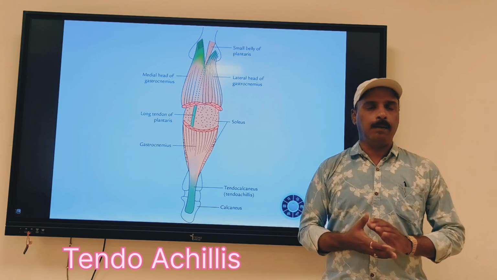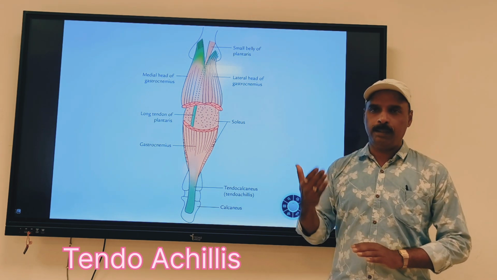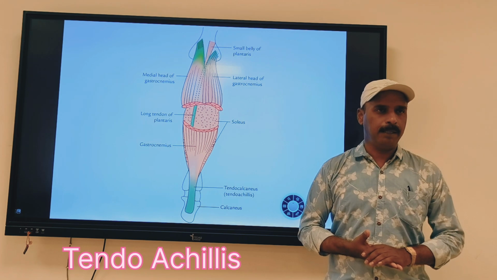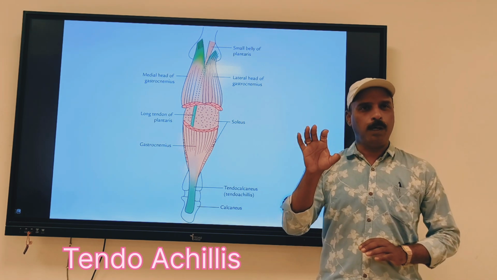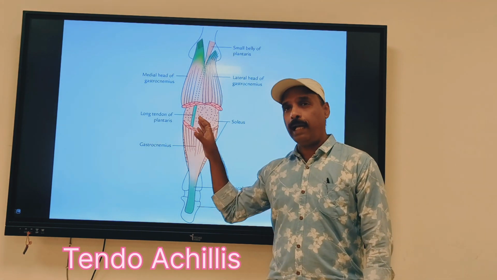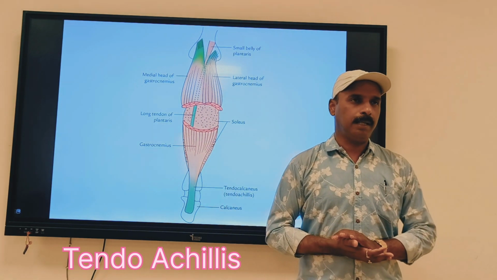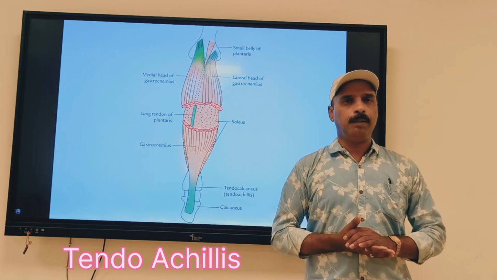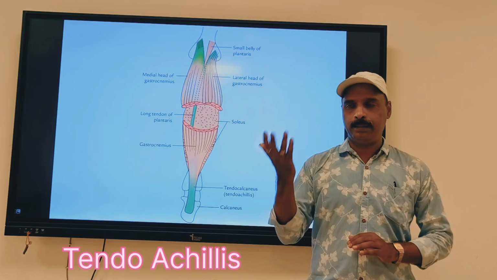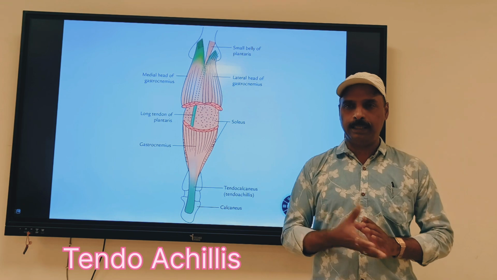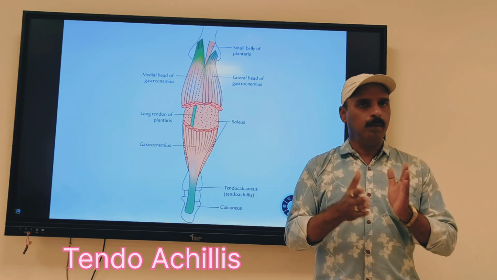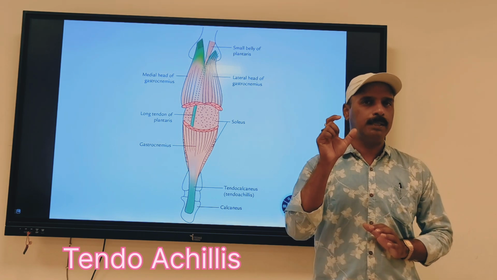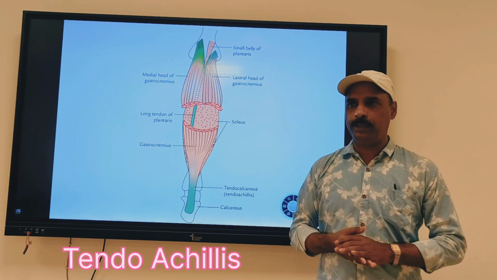According to the Greek legend, like we have Indian legends, Ramayana and Mahabharata, a few very important points you have to remember. Achilles was a great warrior. I am talking about why the Tendocalcaneus is called the Tendo Achilles. This is the next question asked, and you have to explain the story I am going to tell, and a few words are very important, you cannot change them.